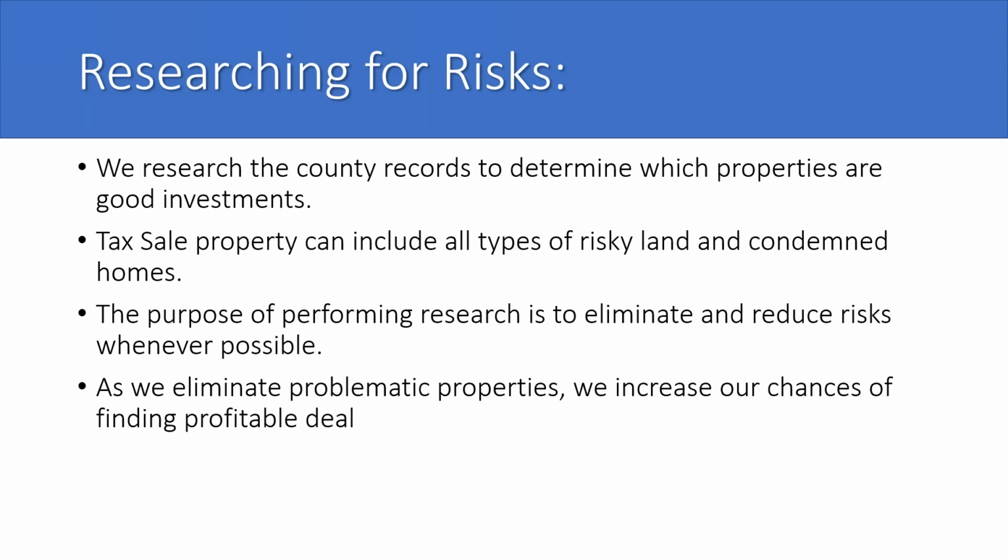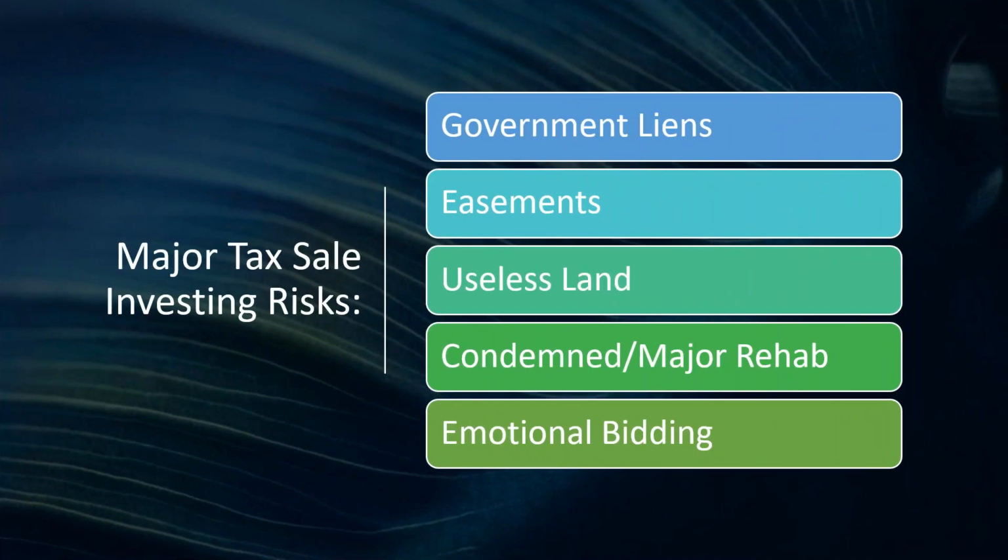Yeah. So let's talk about the major tax sale risks that we were looking for as we started researching and going through these properties and determining which ones we were going to bid on. Yeah. In fact, the main risks that we were looking out for would be government liens, easements, useless land, which is always a risk, but also equally risky are the condemned structures or major rehabs. And then also, a risk with all auctions, I think, but especially live auctions, is emotional bidding.